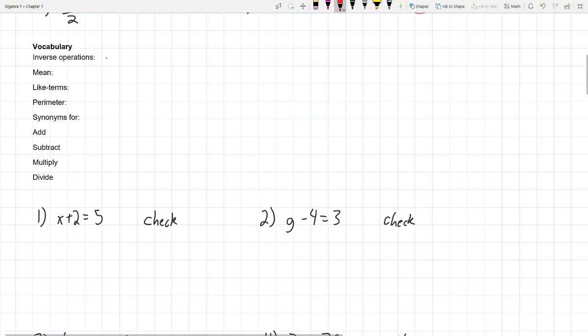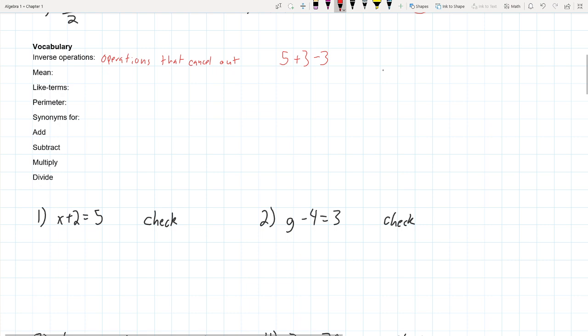Inverse operations are operations that cancel out, in short. The way to think of this is if I have a number, let's say 5, and I add 3 to it, how do I undo adding 3? I subtract 3. So these are inverse operations because they, quote-unquote, cancel each other out.